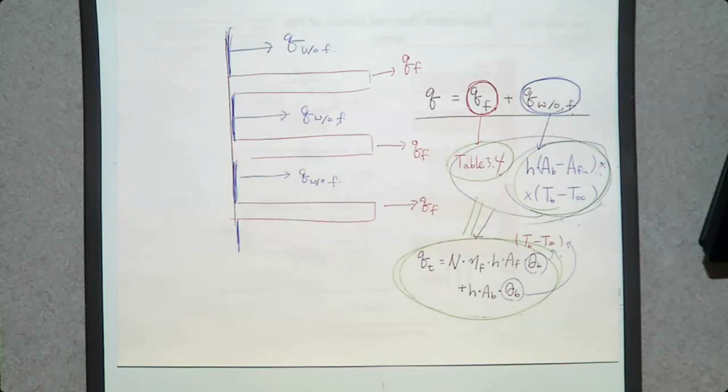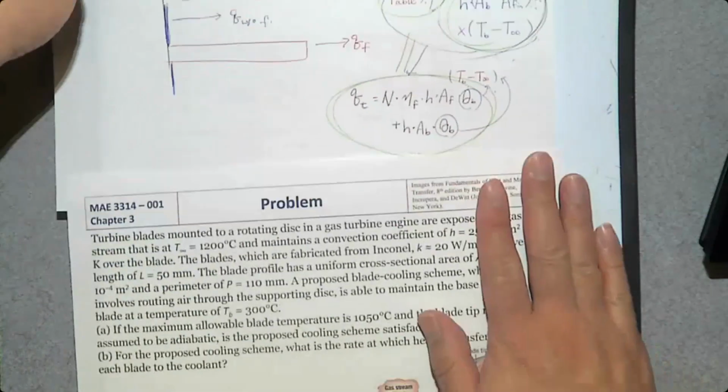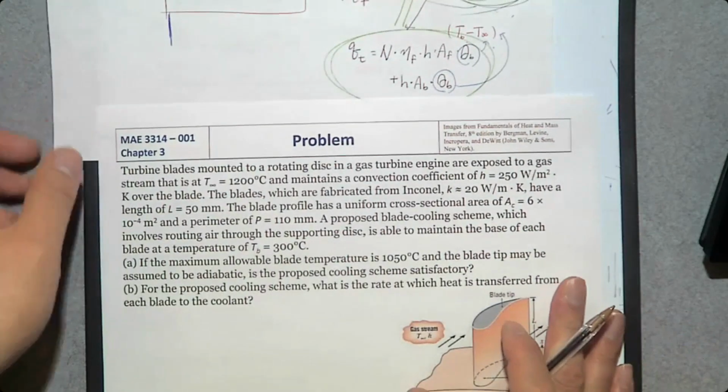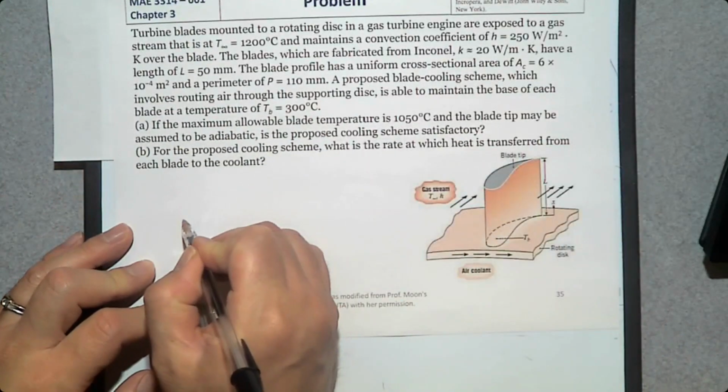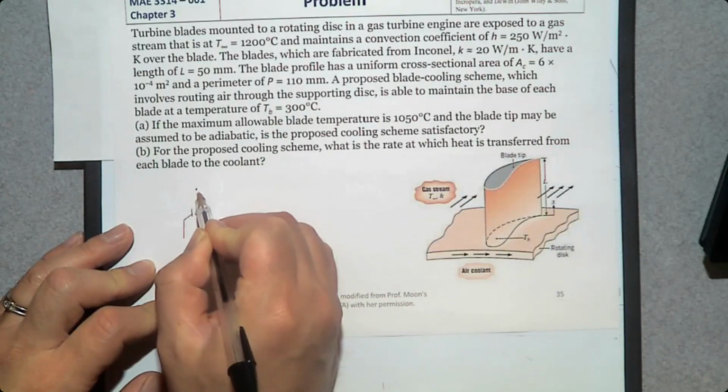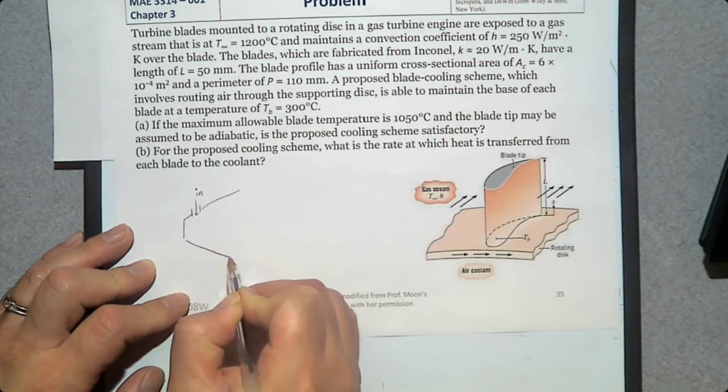So that's how we can analyze the rate of heat transfer from a finned surface. We have one problem we can study together. We have turbine blades mounted on a rotating disc in a gas turbine engine. So what is it? When we have a turbine, there's an inlet. There's an exit.